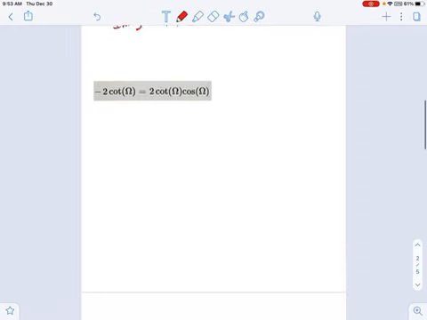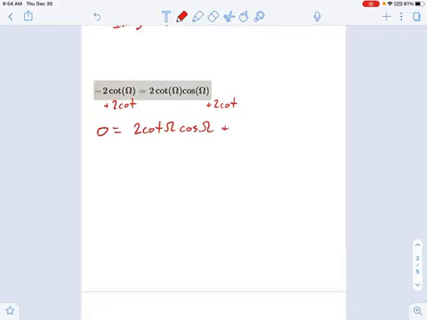Here's another type. This is the last equation. Negative 2 cotangent equals blah, blah, blah. Now I'm going to take the more complicated one, keep that positive, which means I want to add plus 2 cotangent to each side so I can get 0 by itself. 0 equals 2 times the cotangent times the cosine plus 2 cotangent.